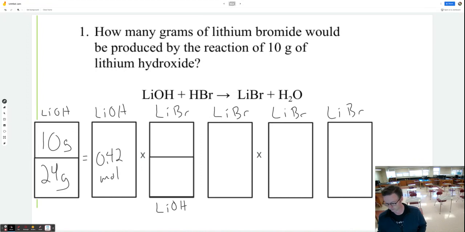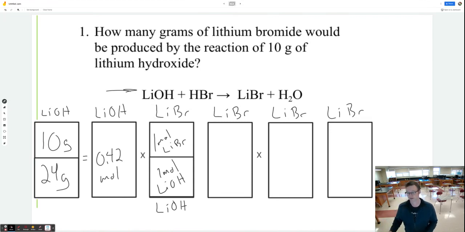All right, so 0.42 moles of lithium hydroxide. The mole ratio always comes from the chemical reaction, the chemical equation. All of the coefficients in this equation are 1, so that makes this really simple. There's 1 mole of lithium bromide for every 1 mole of lithium hydroxide. Or to look at it the other way around, for every 1 mole of lithium hydroxide you use, you'll produce 1 mole of lithium bromide. So that makes this conversion 1 over 1. So 0.42 times 1 over 1 is 0.42 moles.